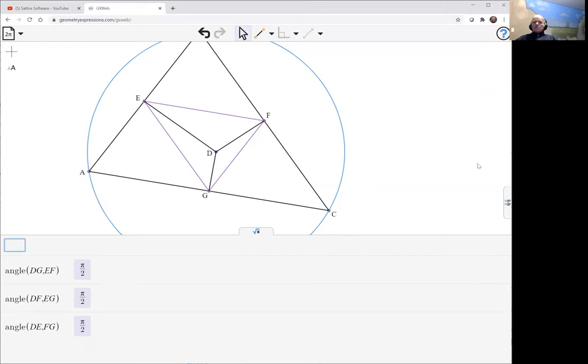That's what we wanted to show, that the circumcenter of the triangle is the orthocenter of its medial triangle.